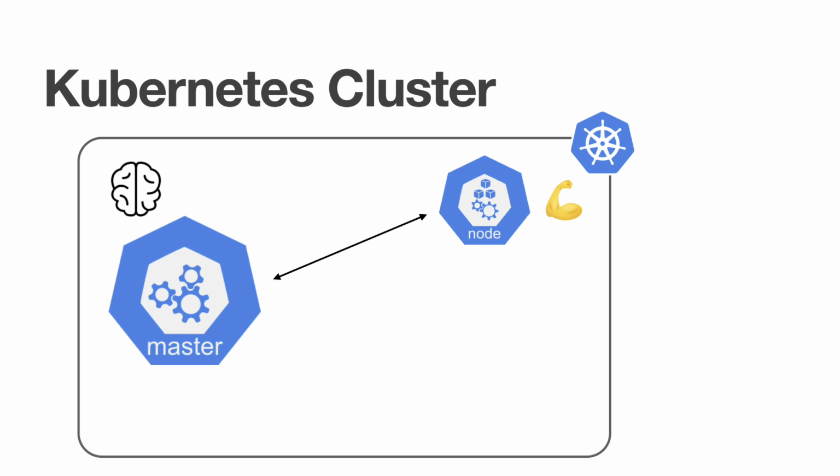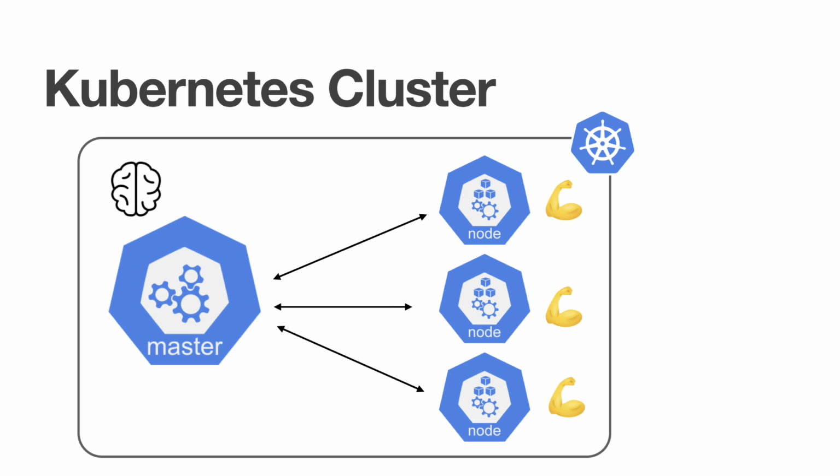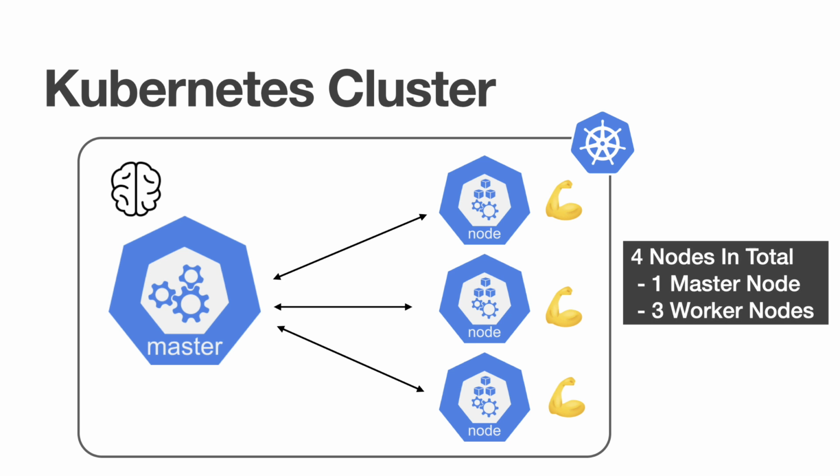Now, within a cluster, you often have more than one worker node. For this particular cluster, we have 4 nodes in total, 1 master node and 3 worker nodes. Now that you know what the Kubernetes cluster consists of, next let me go ahead and dive deep into both the master and worker nodes.